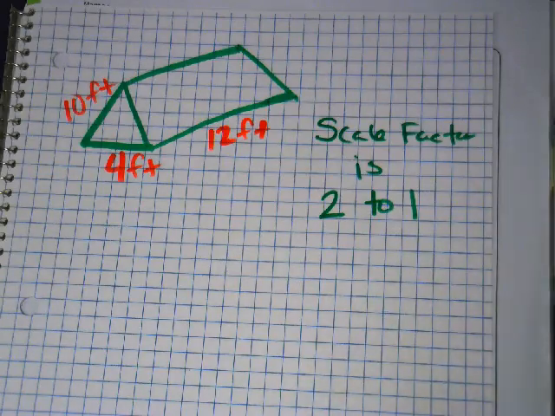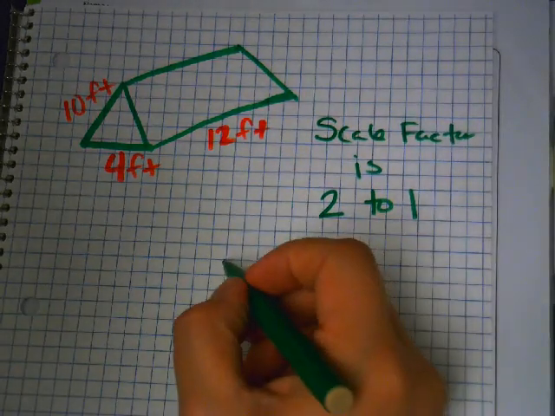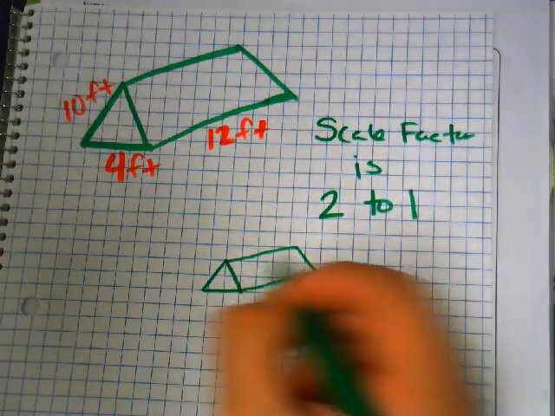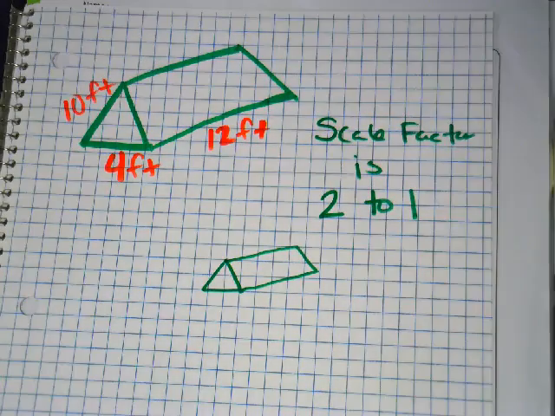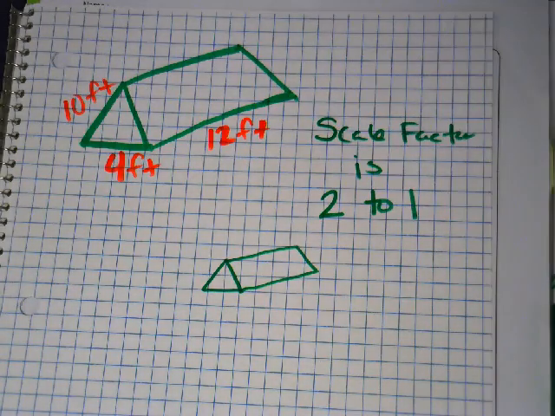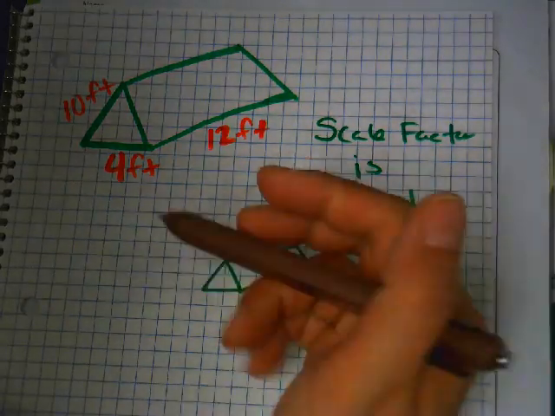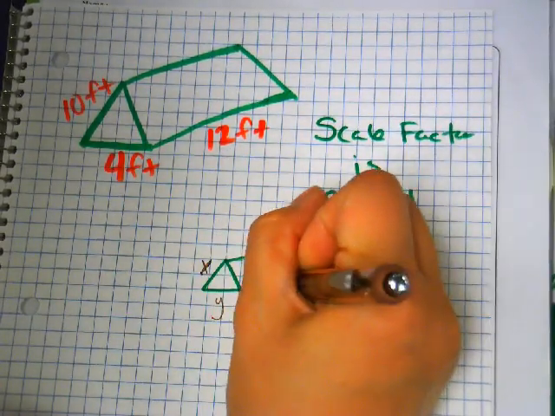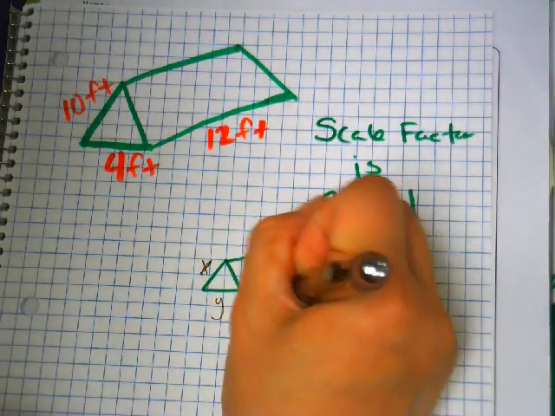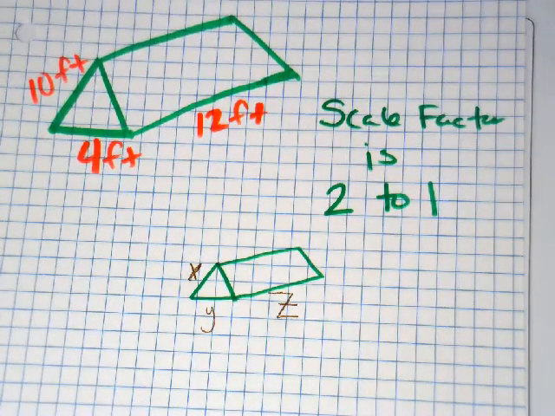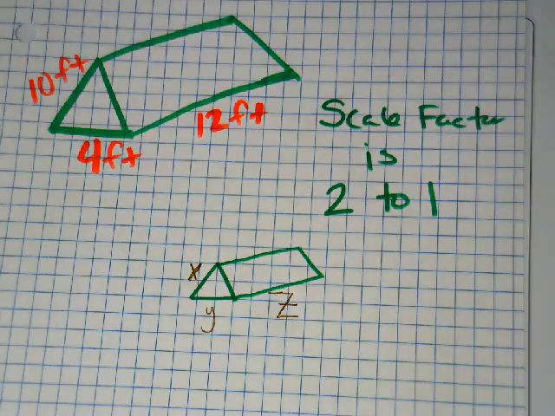It's going to go small, super small. All right, so let's draw a very tiny tent. And we are going to call this one X, Y, Z. Now we're going to make it smaller. How much smaller? 2 times smaller. Half. We're going to halve it.